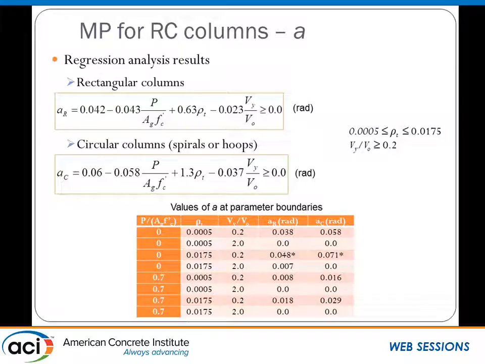And same thing for circular columns, but what we saw for circular columns that are spirally reinforced is that, if you look at the maximum value that these equations will allow, you have 4.8% for rectangular columns and you have 7.1% for circular columns. So they're doing a fair bit better than the rectangular columns.